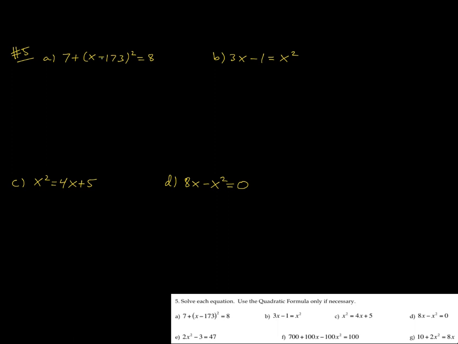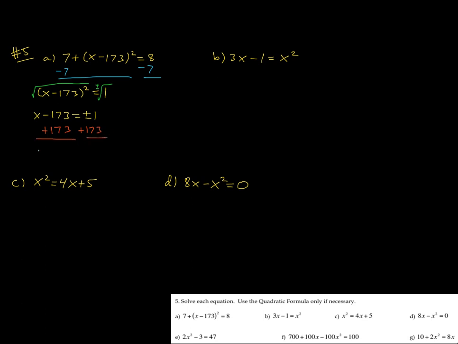But since x only shows up in the square term, I'm going to go ahead and just isolate the square term. So subtract 7 from both sides, and that's giving us x minus 173 quantity squared is equal to 1. And now take the square root of both sides, plus or minus. So we have x minus 173 is equal to plus or minus 1. Adding 173 then to both sides, we're effectively done.